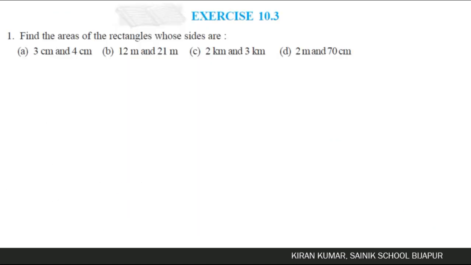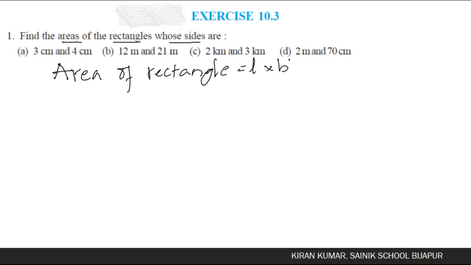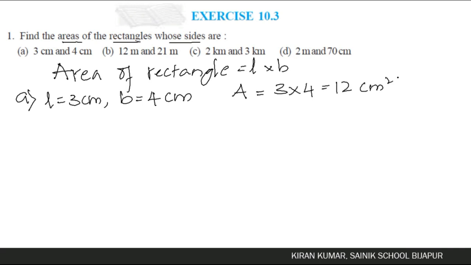We shall take up the next exercise also in today's session. It's all very simple. The question here is to find the area of the rectangle whose sides are mentioned. You must know that area of a rectangle is given by length multiplied by breadth, so L into B, length is L and B is the breadth. In the first one, the length is given as 3 centimeter and breadth is given as 4 centimeter. Hence, the area will be equal to 3 multiplied by 4, 12 centimeter square.